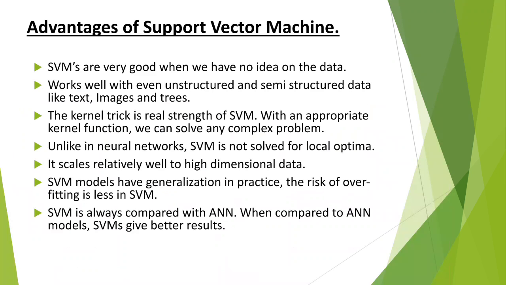Let's see some of the advantages of support vector machine. Support vector machines are very good when we have no idea about the data. They work well even with unstructured and semi-structured data like text, images and trees. The kernel trick is the real strength of SVM. With an appropriate kernel function, we can solve any complex problem. Unlike in neural networks, SVM is not solved for local optima. It scales relatively well to high-dimensional data.